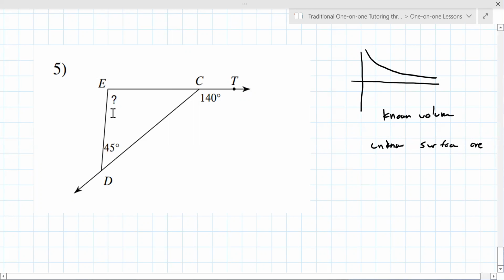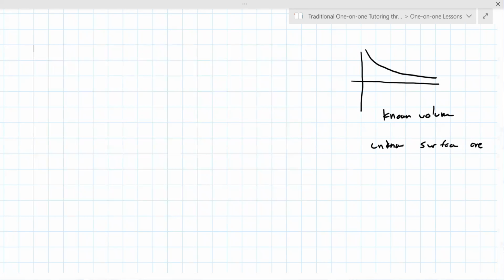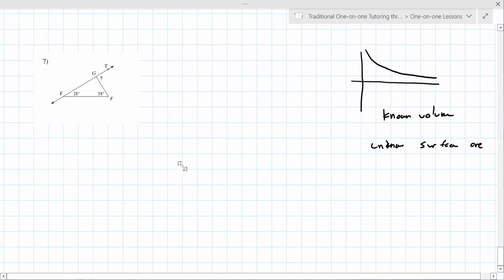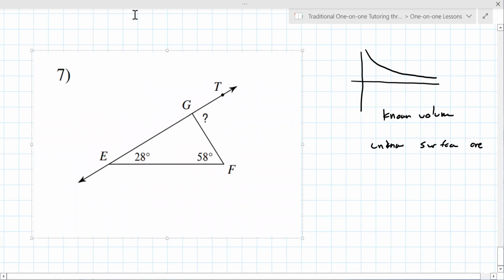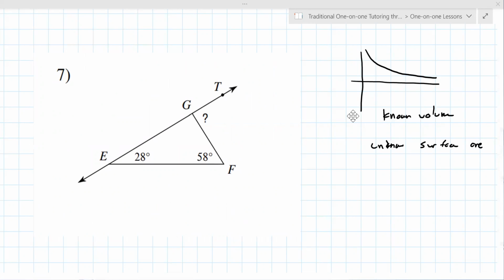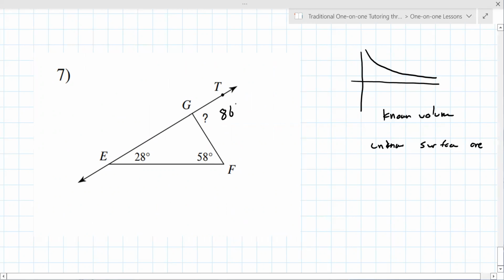Tell me the value of question mark. Wait, do we already do this one? Yes, we did. I grabbed the wrong one. All right, here we go. Determine the value of question mark, please. That would be 28 plus 58, 86. Good. Okay. Now let's go back to your problem.